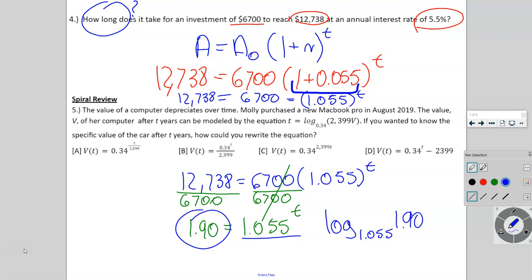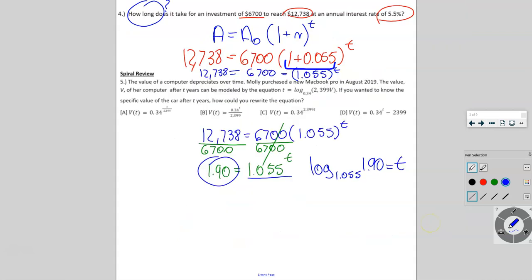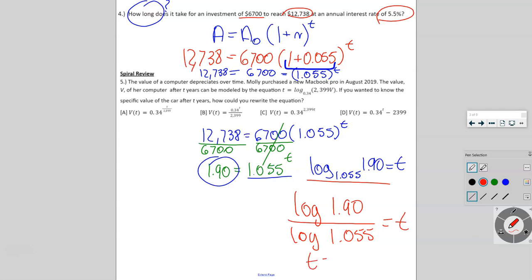All right, so it's log base 1.055 of 1.90 will now equal t, the time. Of course, we're going to use the change of base formula to calculate this in a calculator. So we're going to have log of 1.90 divided by log of 1.055 equals t. So t, in this case, will equal 12 years. Okay?